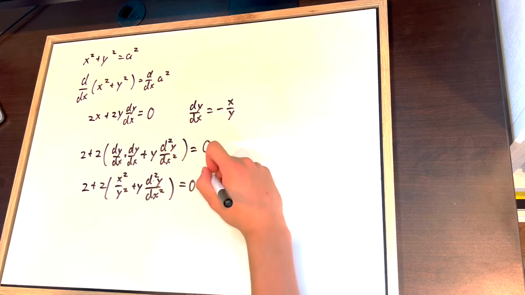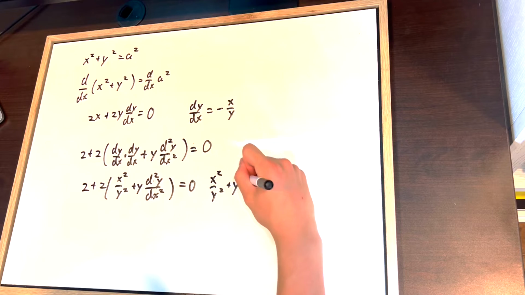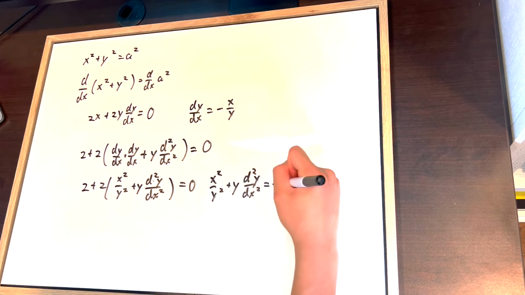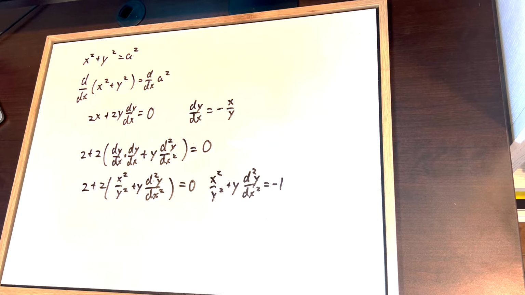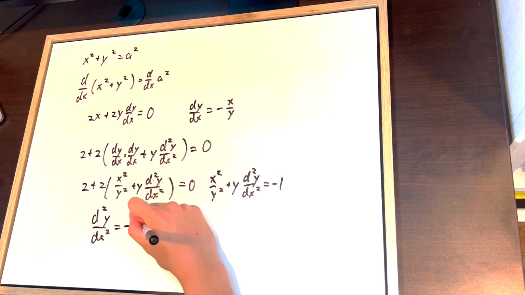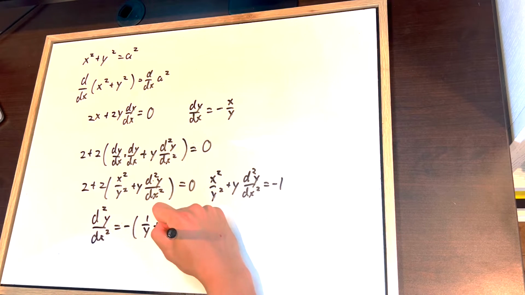Doing some simple algebra, we get x squared over y squared plus y d squared y over dx squared equals negative 1. And then d squared y over dx squared equals negative 1 over y plus x squared over y cubed.